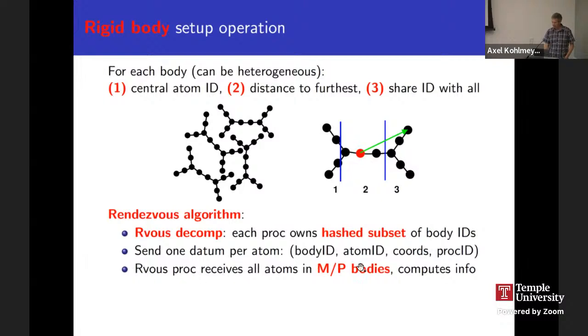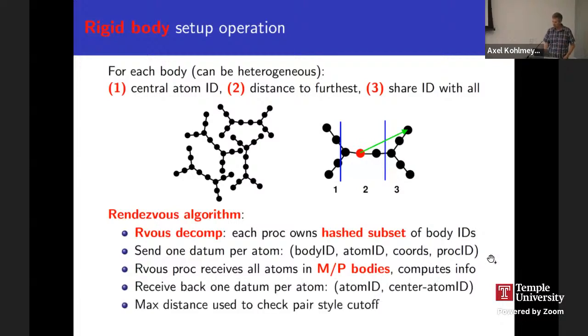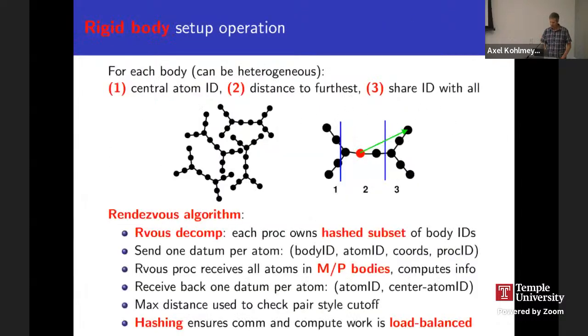So the rendezvous processor will receive all of the atoms in some subset of the bodies. If there are M bodies, on average each processor will own M over P. It will get all the information for those bodies so it can compute this information. Then it can send back one datum per atom with the atom ID and the ID of the center atom in the body. So every processor, for each of its atoms, knows which body it's in. And the max distance, as I mentioned, is used to check the cutoff cover. Hashing ensures that the communication and the compute are nicely load balanced. That's why it's nice to use this randomized decomposition for the rendezvous decomposition.